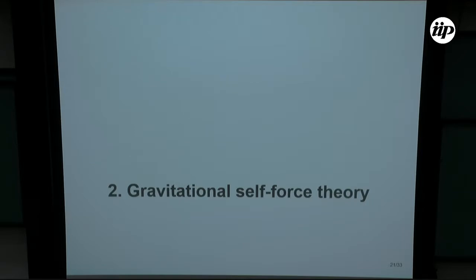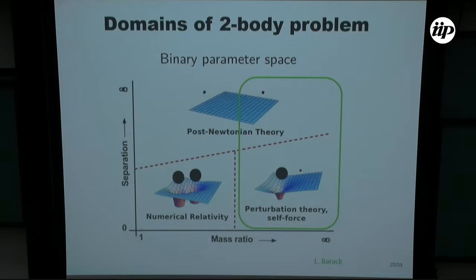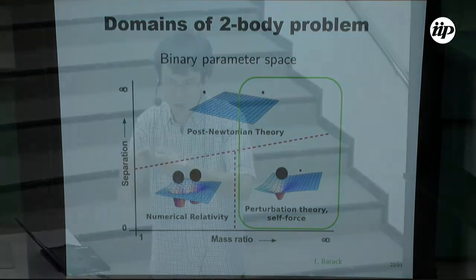So in the rest of my talk, I'm switching gears to talking about another approximation method for modeling the binary, the so-called gravitational self-force theory, or black hole perturbation theory. Unlike the post-Newtonian theory, here we assume that the mass ratio of the binary is quite large. And this theory can be applied for any binary with any separation until it merges.